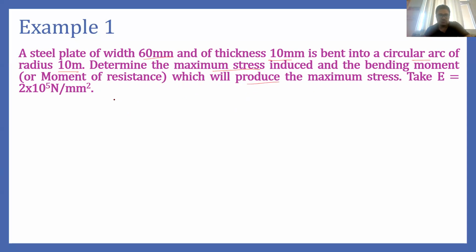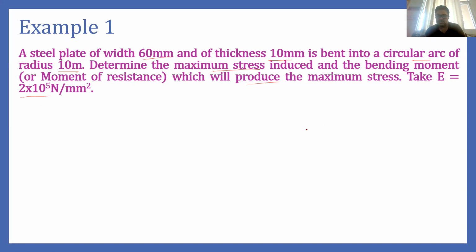And in this, the value of E, which is the Young's modulus of elasticity, is given, which is 2 into 10 raised to power 5 Newton per mm square. So here, after reading the problem, our first step is to make the diagram. So first, we will try to make the diagram according to the problem. So here we have a steel plate, and the cross-sectional dimension of the steel plate is given, which is 60 mm, and the thickness of the plate is 10 mm.